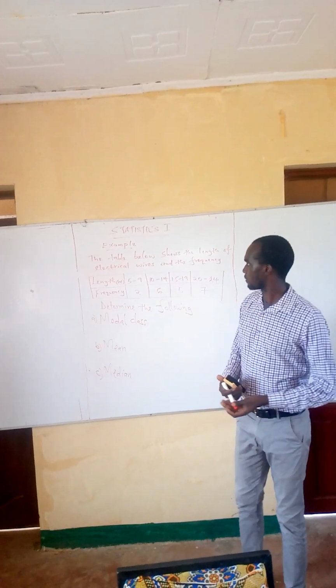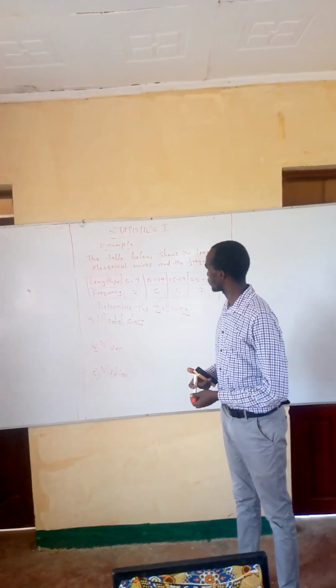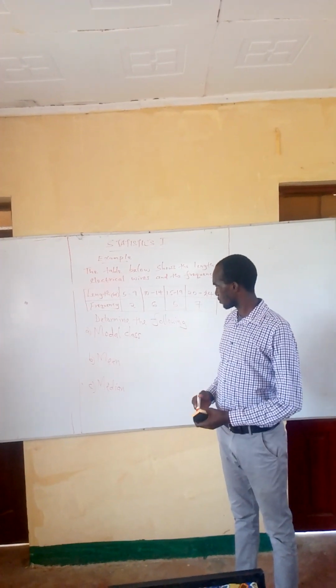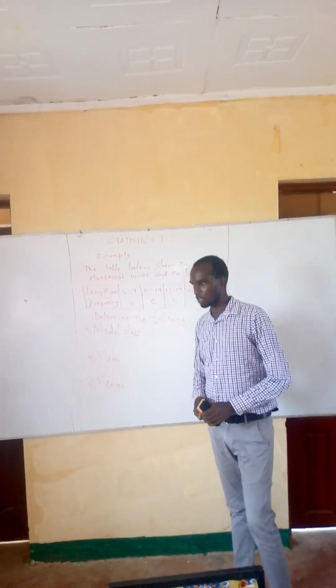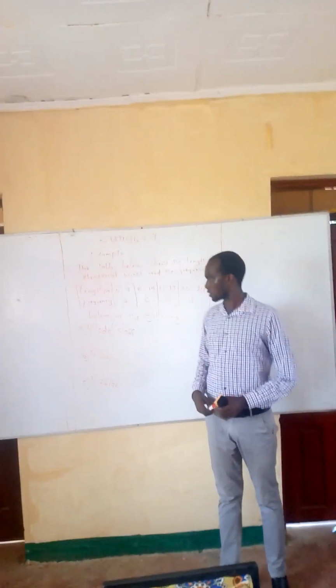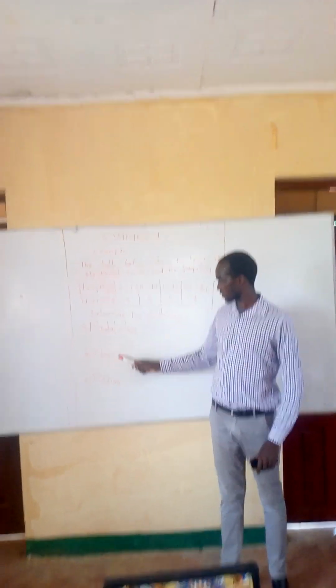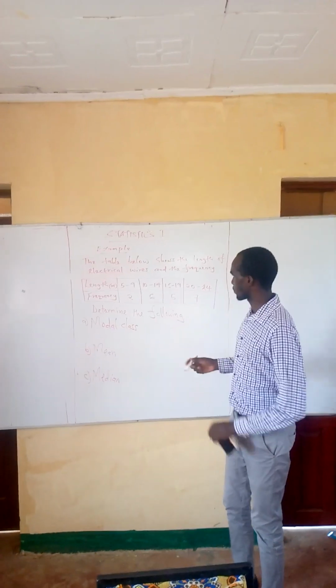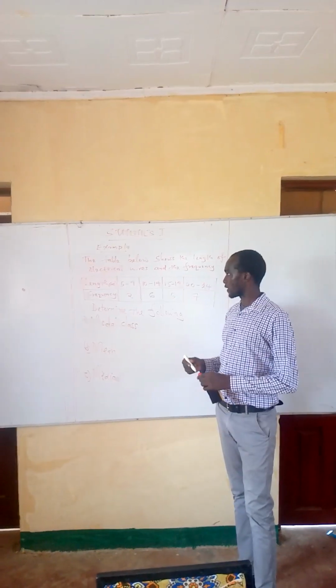Today we are going to learn about Statistics 2, and from the table below we are going to identify the three basic measures of central tendency, that is the modal class, the mean, and the median. Now, here is our example.